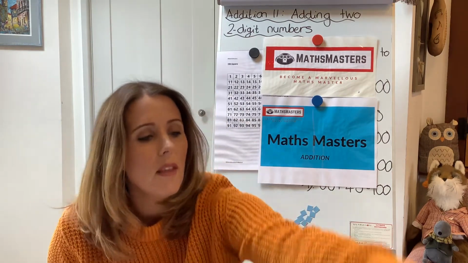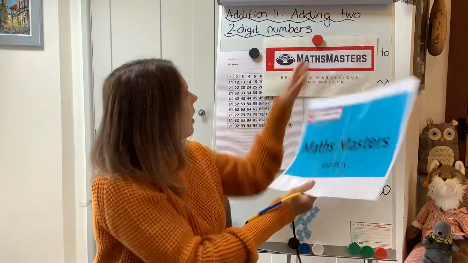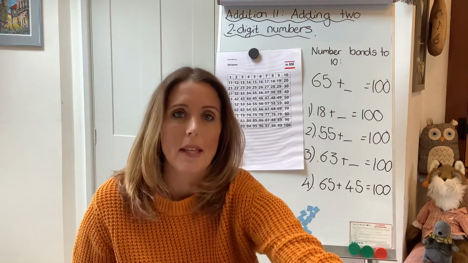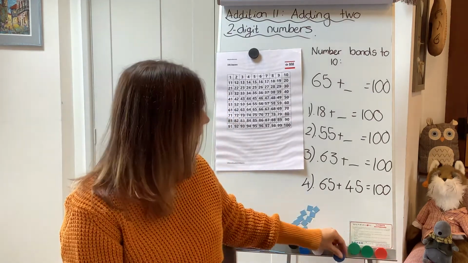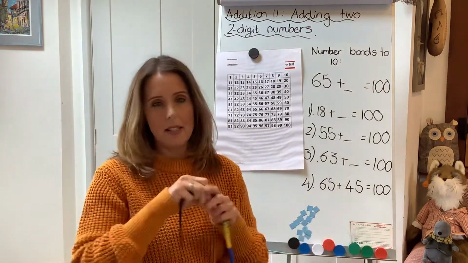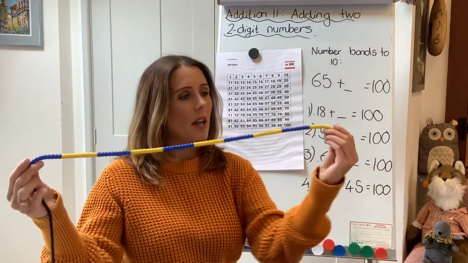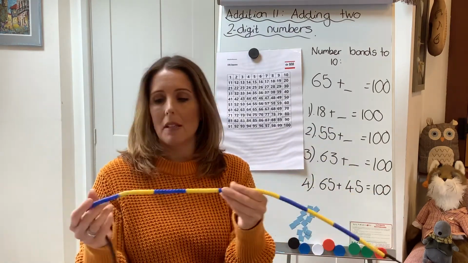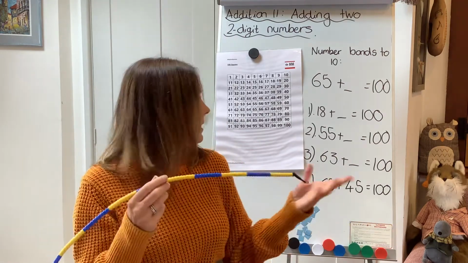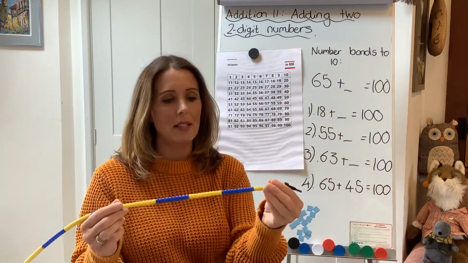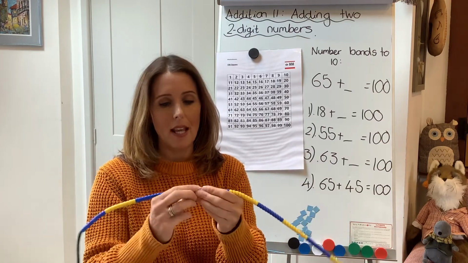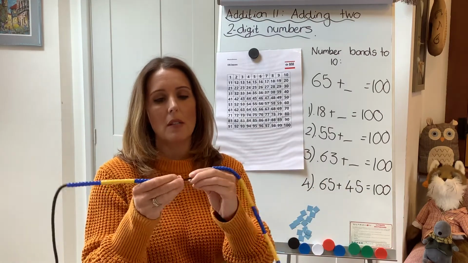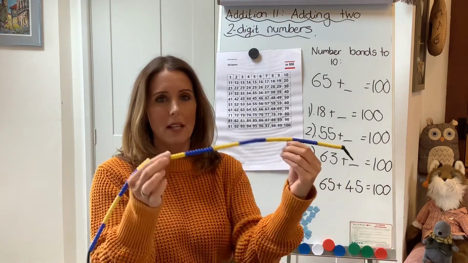So if we want to make a start making the addition sentence, 65 add something makes 100, we can use a bead string. Now bead strings have 100 beads, and they are separated into groups of 10. So each of the different colours represents a different group of 10. We can partition 65 into 10, 20, 30, 40, 50, 60. So we've got 6 tens and we've got 5 ones. So 5 ones and 6 tens will make 65.